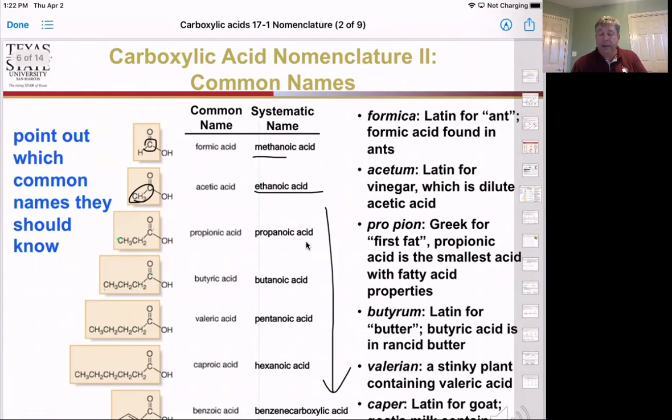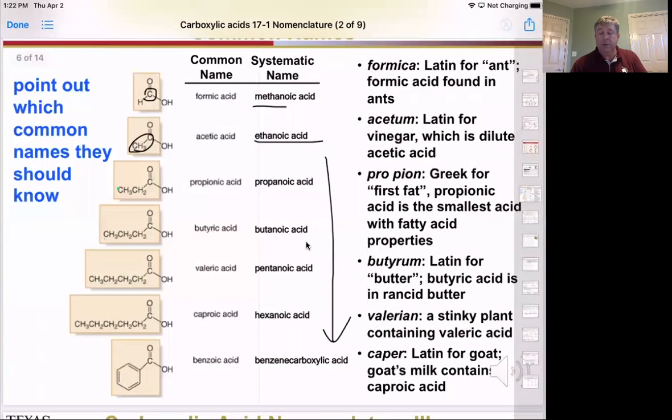So the benzoic acid here actually follows the cyclic system. So we have benzene with the carboxylic acid as the pendant here. So we're following the rule with cyclics and our system. But these also have some common names.